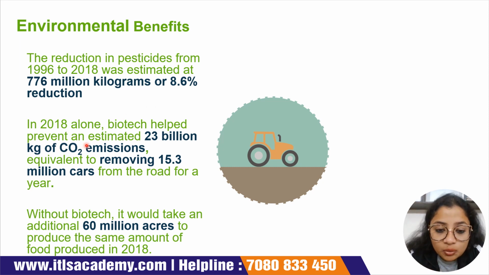Second is, in 2018 alone, biotech helped prevent an estimated 23 billion kg of CO2 emission. Very important. CO2 emission is something which we need to do away with, because it is harmful for the environment, for the plants, for the trees, for the birds, for the animals, and last but not the least for us. Okay, so CO2 emission needs to be reduced. So any kind of new technology that we are coming up with, if it is able to avoid CO2 emission, then that is a very good thing, or a very good initiative.